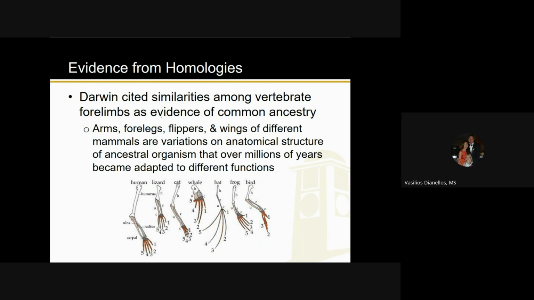Darwin gets a little bit more specific and talks about forelimbs themselves. And for humans, we call a forelimb an arm, right? But there's also front legs, flippers, wings, depends on the animal, right? These are all variations on anatomical structures of ancestral organisms that over millions of years became adapted to different functions.